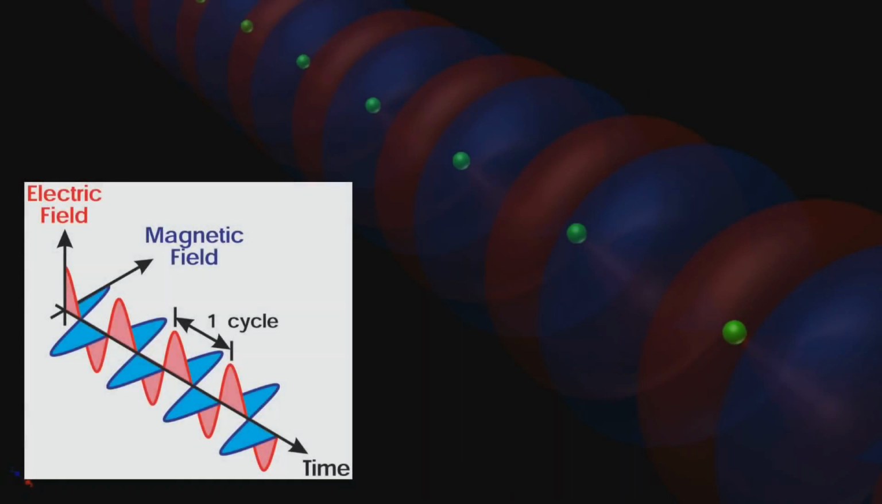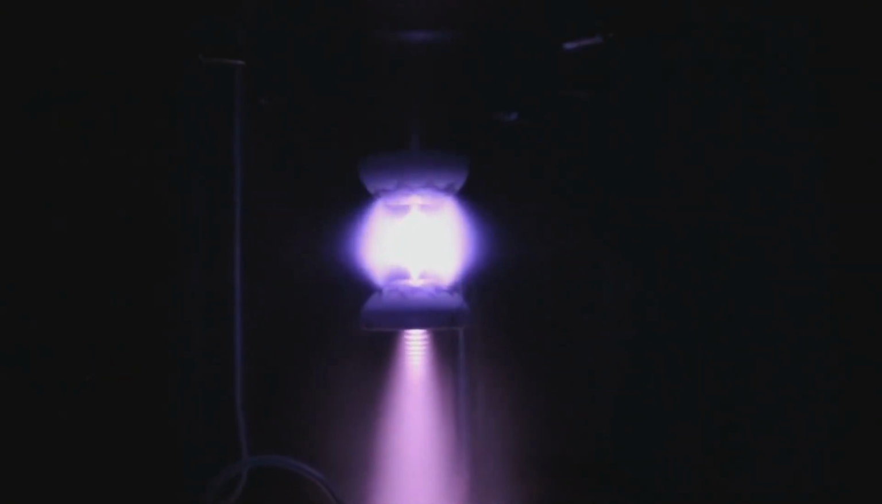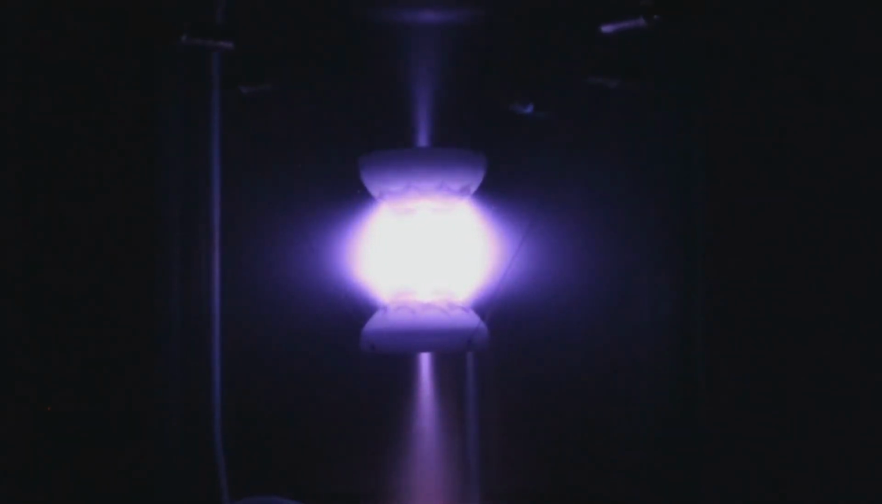Again, we see the diagram of electromagnetic radiation, and you can clearly see how this diagram agrees with the structure of our photons and fields. So the ball of confined plasma in the vacuum chamber has the same basic structure as a photon.